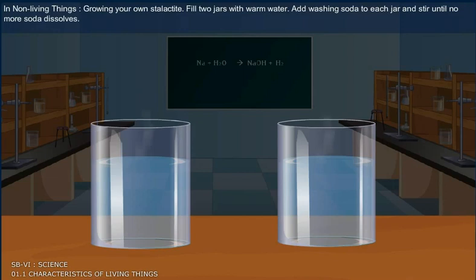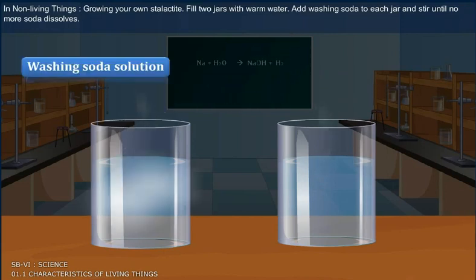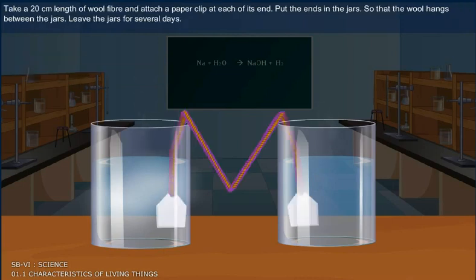In non-living things, growing your own stalactite. Fill 2 jars with warm water. Add washing soda to each jar and stir until no more soda dissolves. Take a 20 centimeter length of wool fiber and attach a paper clip at each end of it. Put the ends in the jars so that the wool hangs between the jars. Leave the jars for several days.